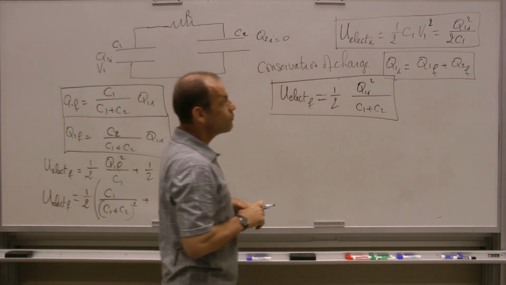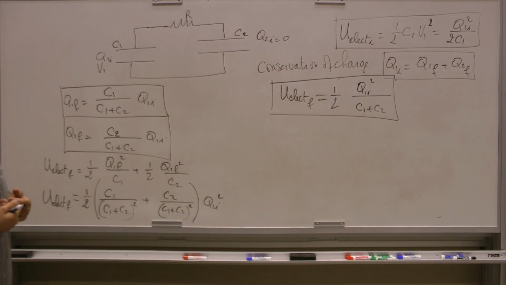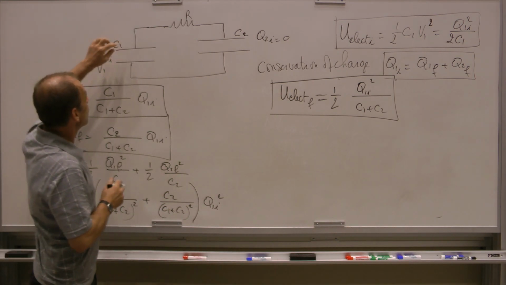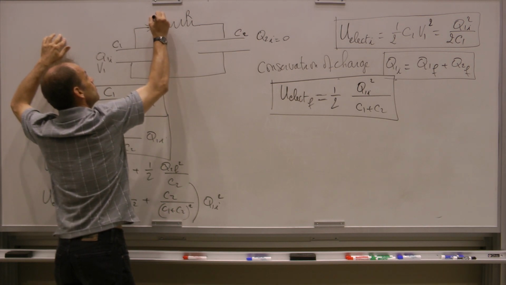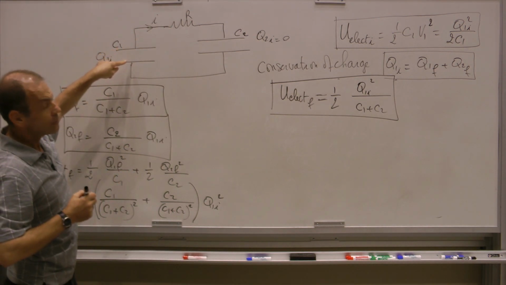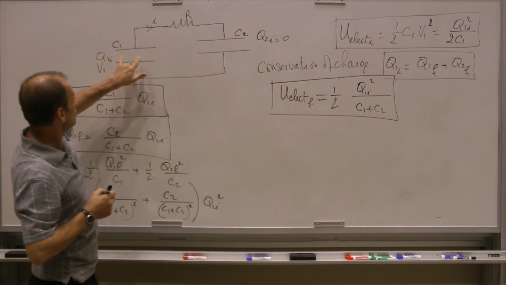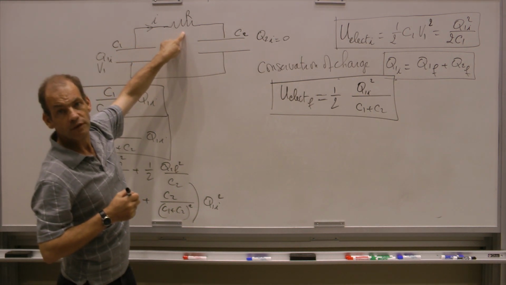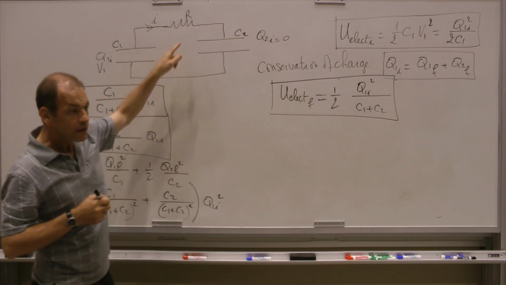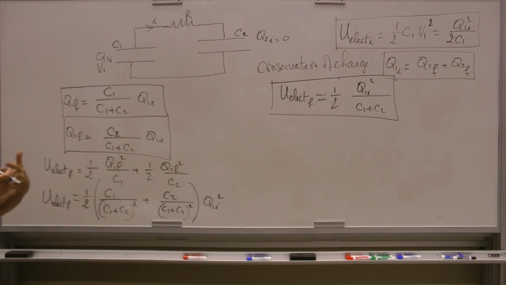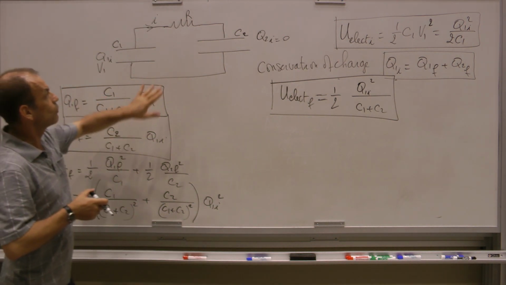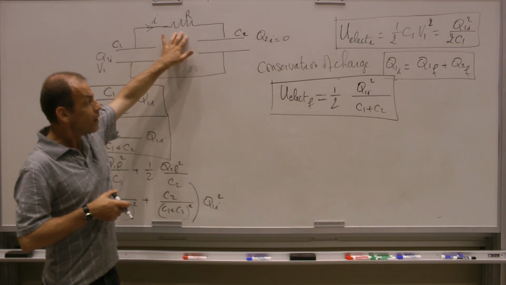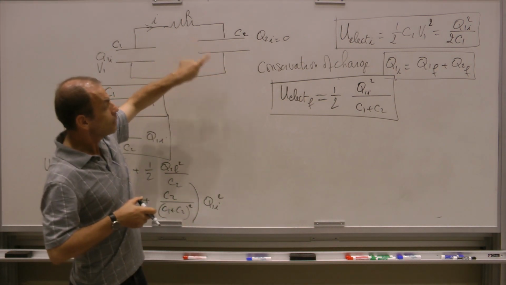Well, then we need to think about what happens during that discharge. During that discharge, we mentioned we have a transient phenomenon where a current circulates through the circuit. And the current carries a charge from capacitor 1 to capacitor 2. That current passes through the resistor. The resistor's role is to dissipate some of the electric energy and transform it into thermal energy. So here goes the energy that we're missing.